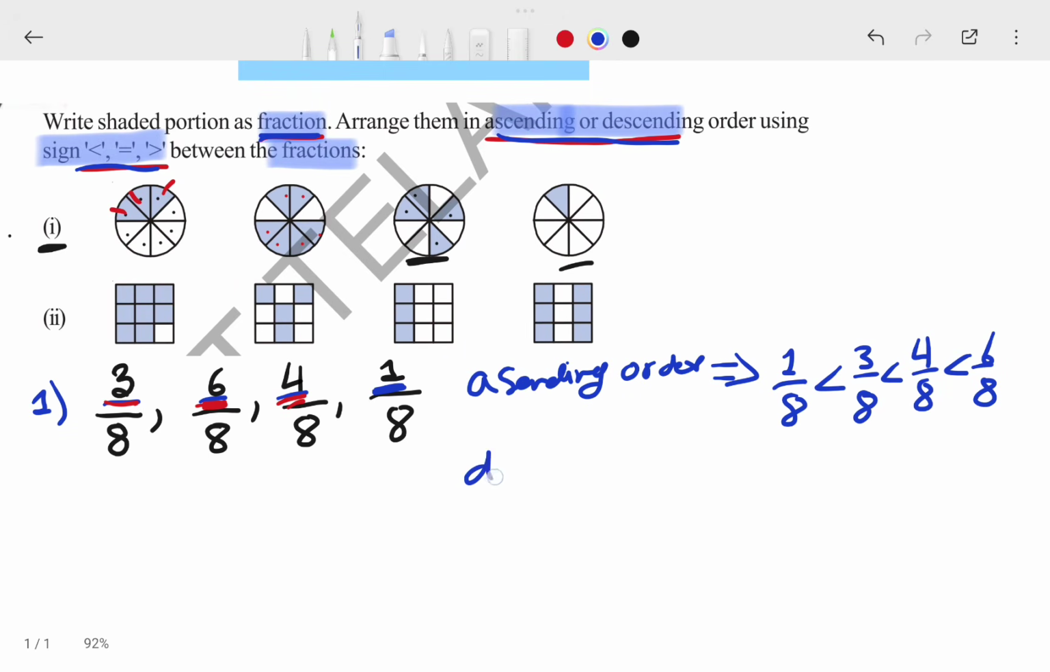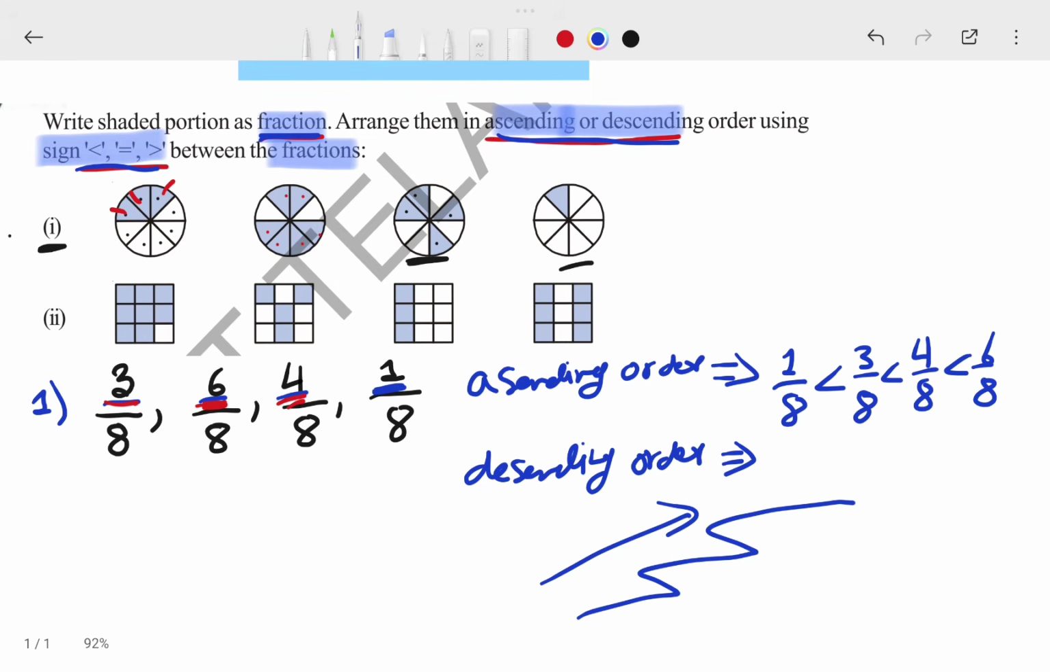So the same questions we are going to write as descending order. Generally descending order is the same, but like we went from a small number to a big number in ascending, in descending we go from the bigger number to a smaller number. If you write the opposite of this, it will be okay.